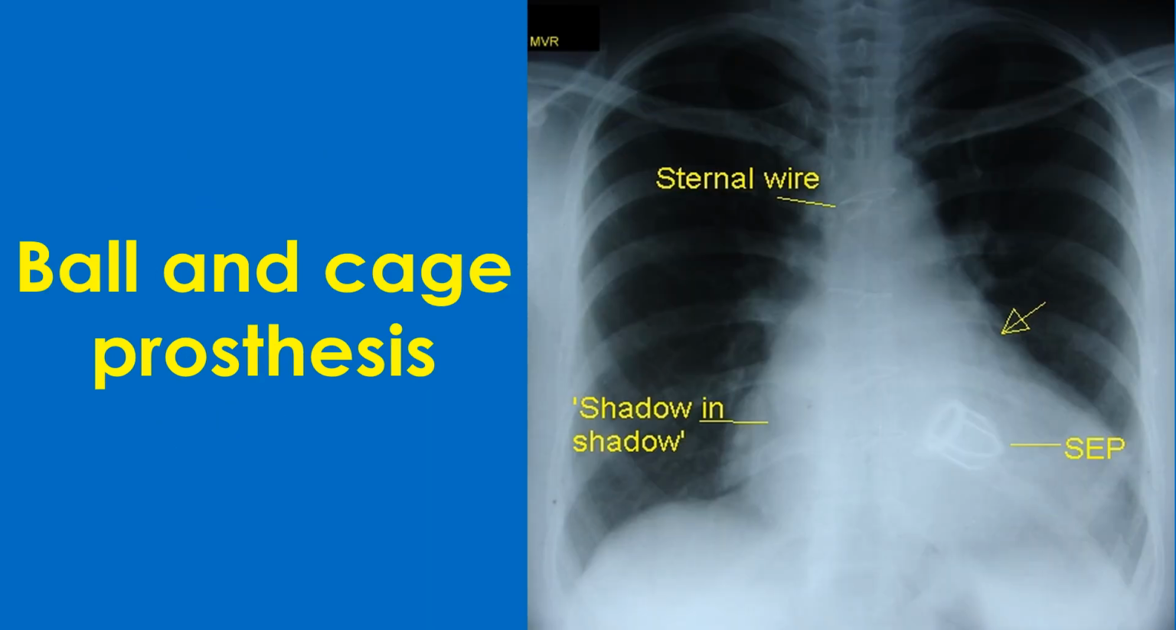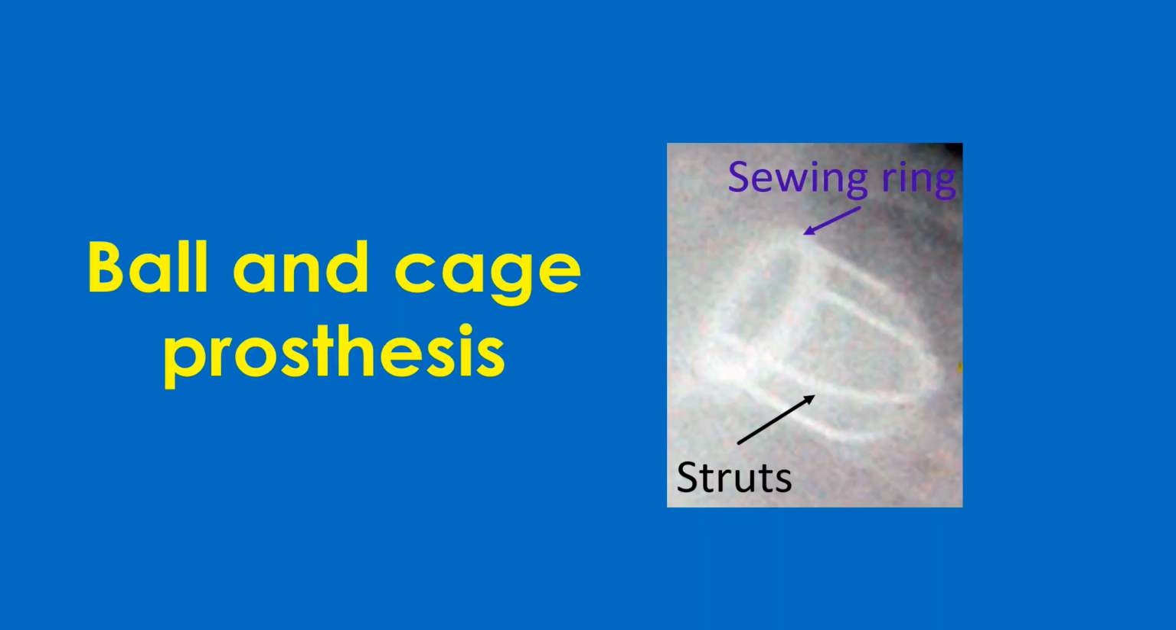The older valves were of ball and cage design. The prototype was Starr-Edwards valve, which was the workhorse with valves functioning well in a person over 5 decades. But due to other problems, the valve has been discontinued. The design consists of cage with a sewing ring and struts. Mitral valve had 4 struts, while the aortic had 3 struts.